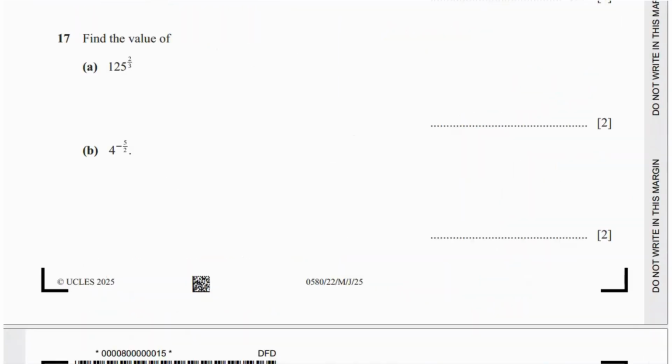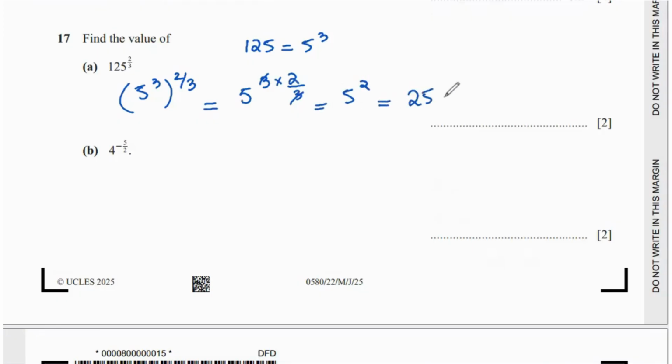Find the value of 125 to the power of 2 over 3. Whenever we have a fractional power, what you need to do is you need to change your base. So 125 is the same as 5 cubed. So rewrite this as 5 cubed now, and the power outside remains the same. So if you remember, one of the rules of indices is that when there's a power inside the bracket and outside the bracket, we multiply them. So 5 to the power of 3 times 2 over 3. The 3's get cancelled out. That's 5 square, which is 25.